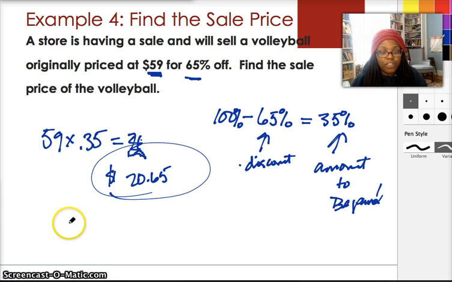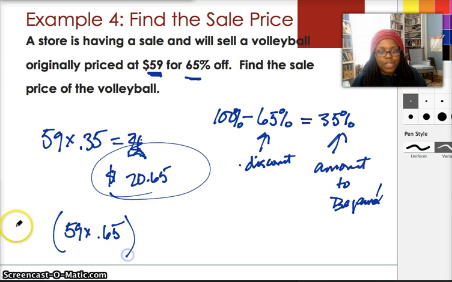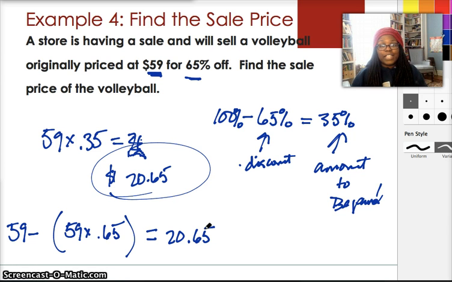Another way would have been to figure out 65% of 59. Again, I'm using a percent equation. I could have just as well used a percent proportion. Figure out what that is, and then once I got that answer, subtract it from 59, and it would have still ended up being $20.65. So there are a number of ways to go about doing these problems. I'll let you choose the one that best suits you, but make sure you understand the question, and when you're done, you're actually answering the question.